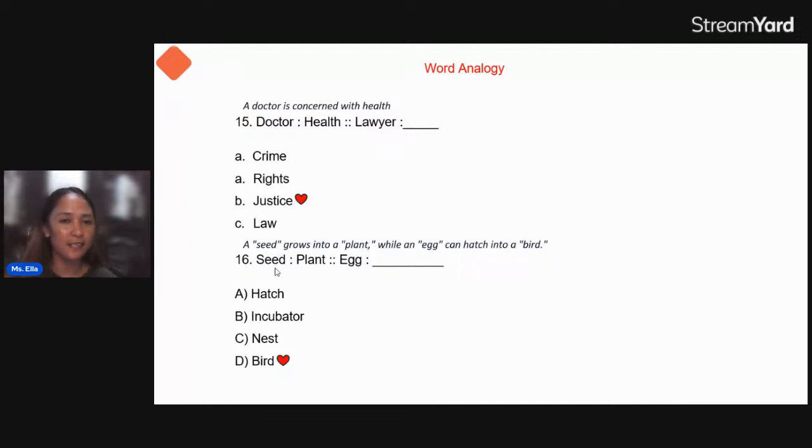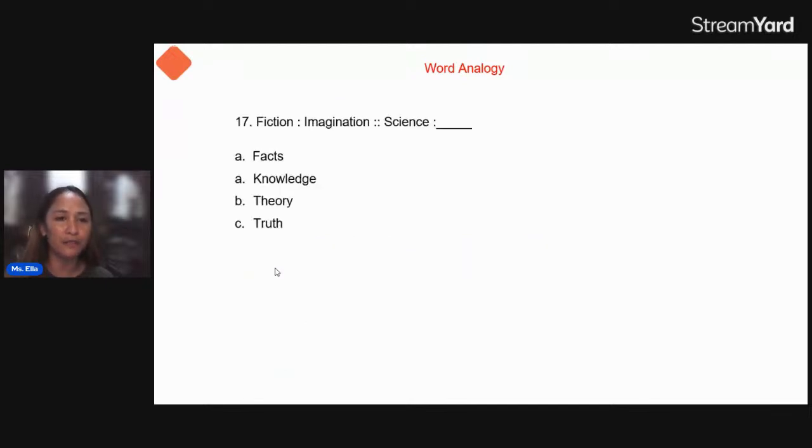Okay. Now let's continue. Number 17. For number 17, we have here fiction is to imagination and science is to blank. Sorry for the typo again. So we have here A, facts, B, knowledge, C, theory, or D, truth. Again, number 17, fiction is to imagination and science is to blank.